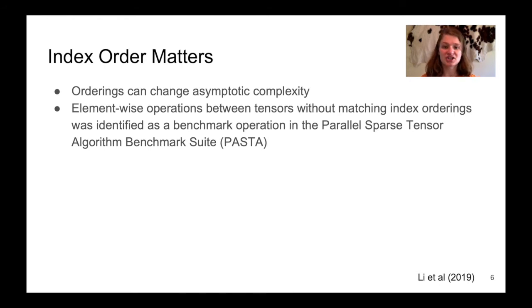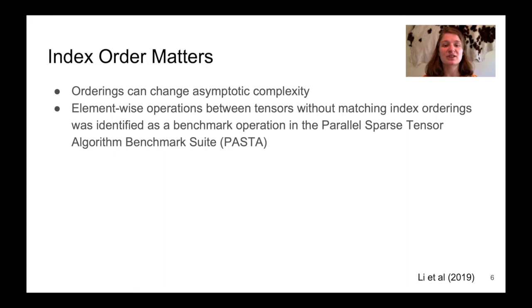Element-wise computations with tensors that don't have matching index orders was listed as a benchmark operation by the Parallel Sparse Tensor Algorithm Benchmark Suite. And as we saw, it can be asymptotically slower to do than when the index order matches. A better strategy for these operations may be to transpose the second tensor to match the first tensor and then co-iterate in the natural order. This would be especially beneficial if we were doing many of these operations using the same tensor.